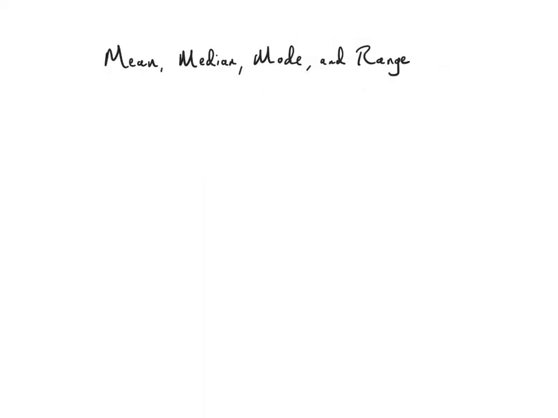In this video, I'm going to show you how to find the mean, median, mode, and range of a set of data. Mean, median, and mode are called measures of central tendency because they are all ways to approximate the center of a set of data, whereas range will try to approximate how wide your data set is.